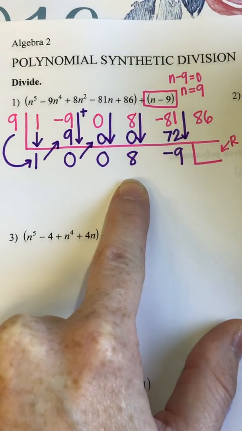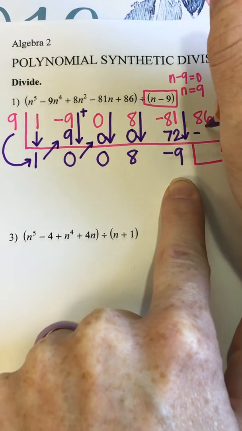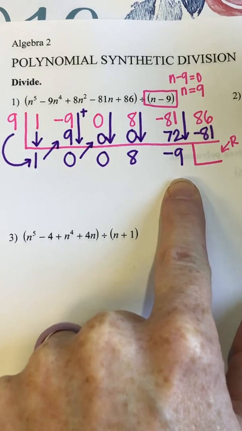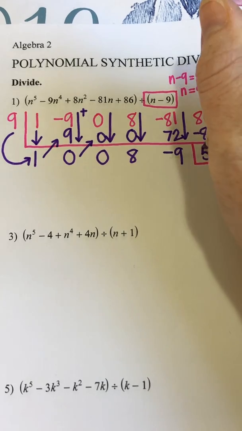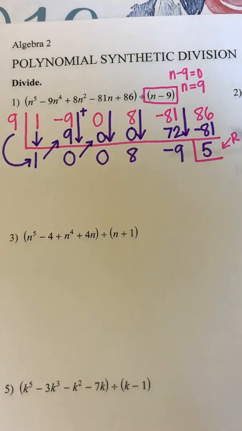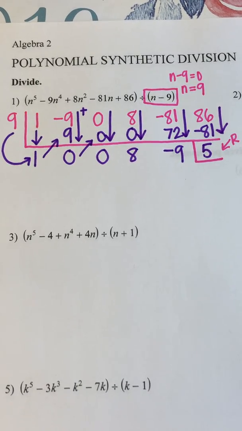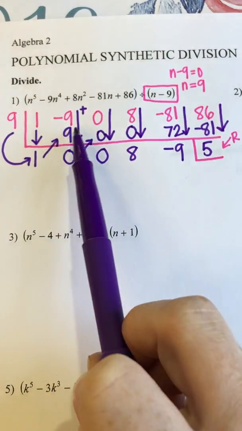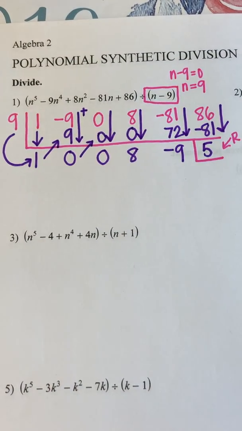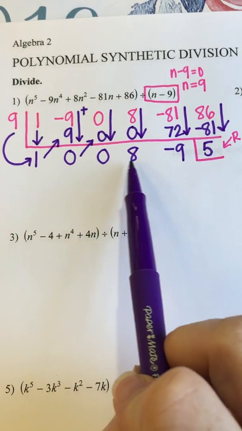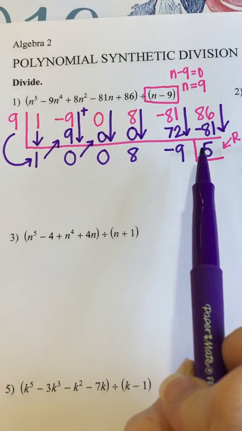-9, good. And then 9 times -9 is -81. And what is my remainder going to be? 5. 86 minus 81. Yes. Now, here I use the coefficients of my dividend, my polynomial that I was dividing, okay? So these that I get here are the coefficients of my quotient.